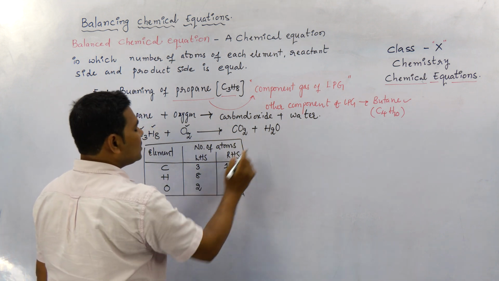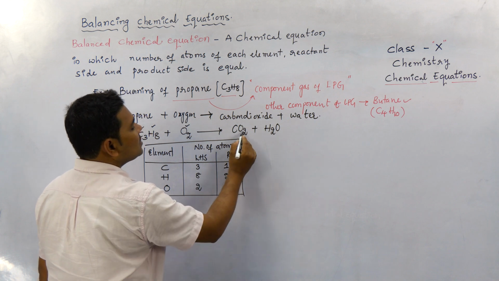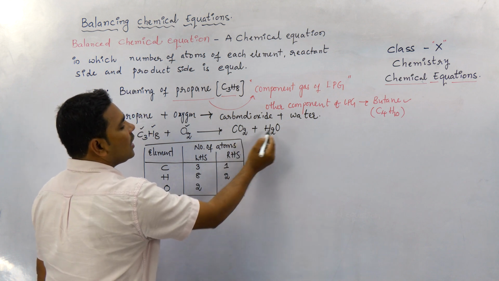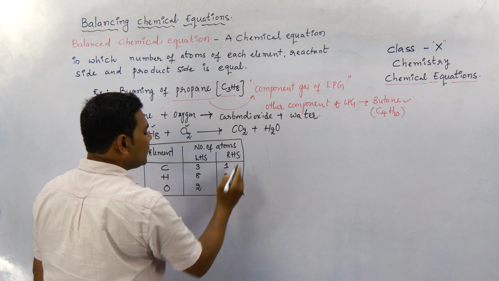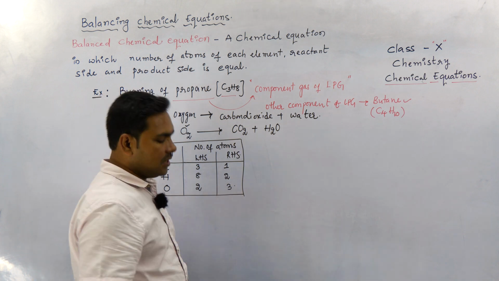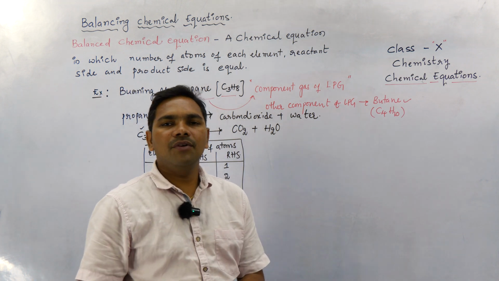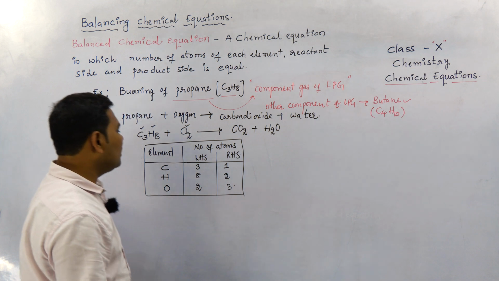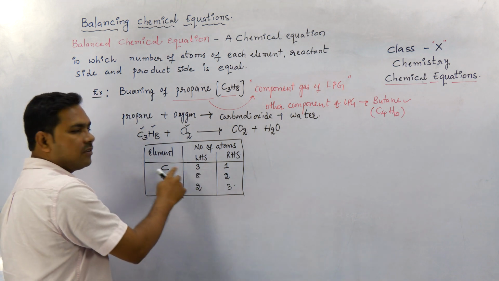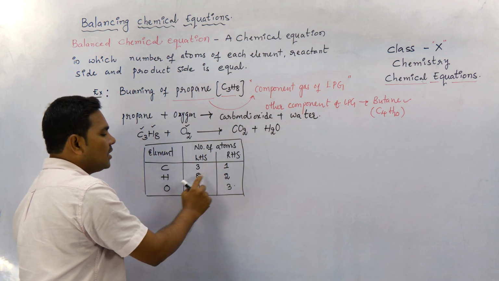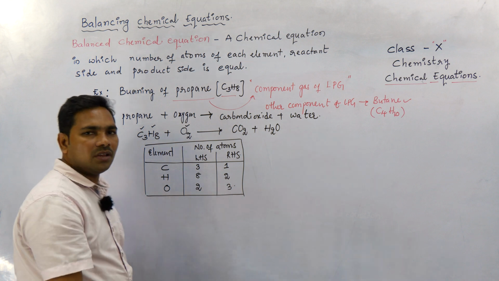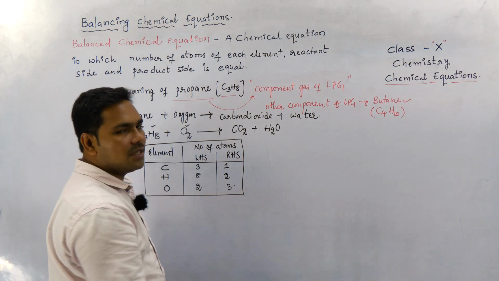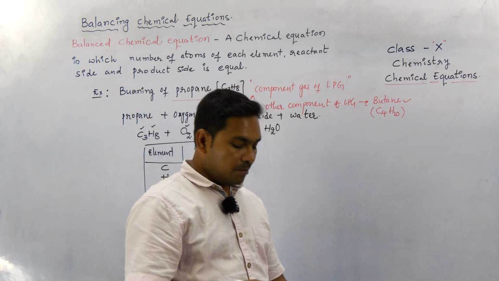Okay, then hydrogens, we have 2 hydrogen atoms. Oxygens: 2 in CO2 and 1 in H2O, total 3 atoms of oxygen on the product side. And now we have to verify whether all these atoms are equal or not equal. You see, carbon 3 and 1, hydrogen 8 and 2, oxygen 2 and 3, not equal. No element is balanced here.